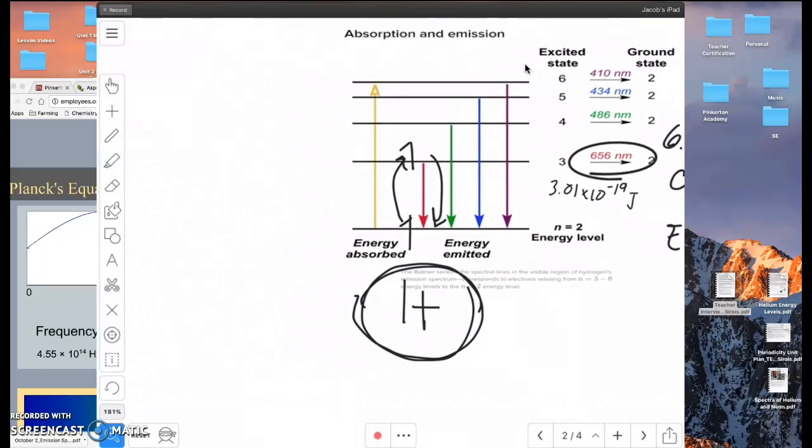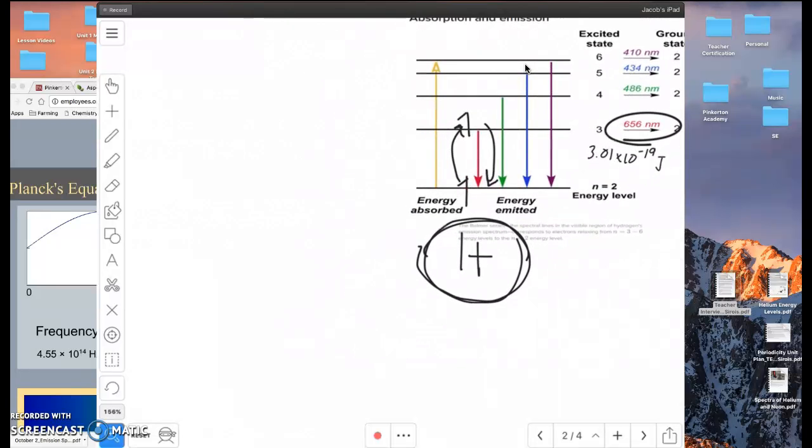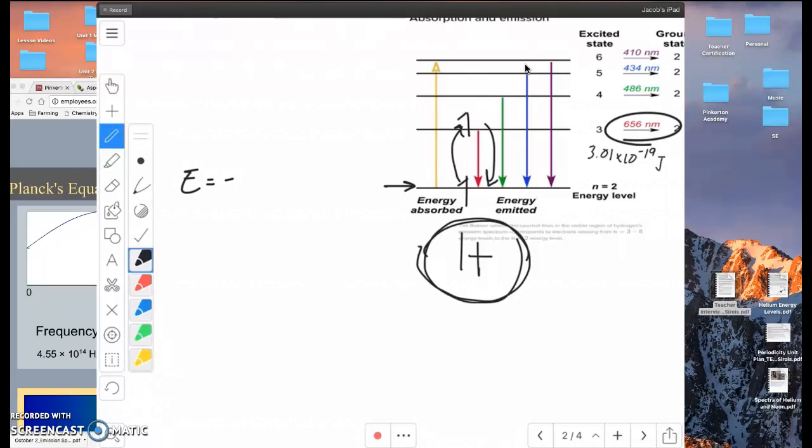If I know that, here's all I have to do. I'm going to tell you to start off with that this energy level, n equals 2, I'm just going to tell you its energy. That energy is negative 5.45 times 10 to the minus 19 joules. That's the energy level of this second orbit. We're calling this the ground state.